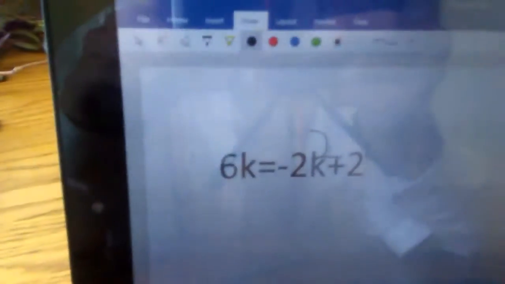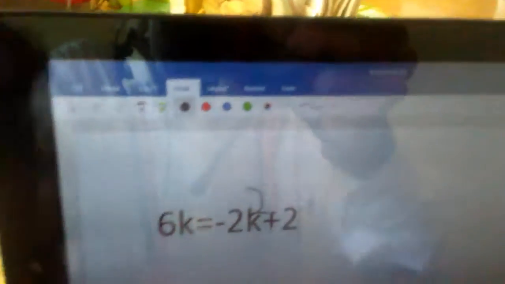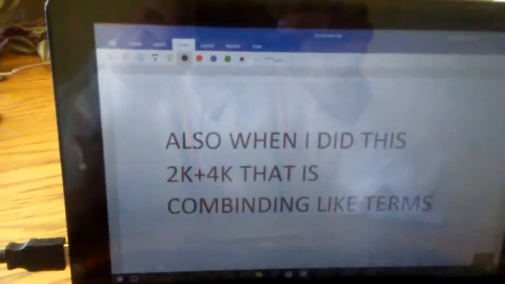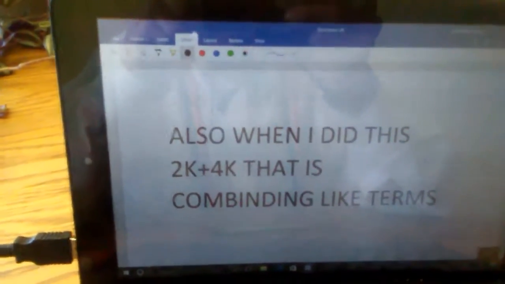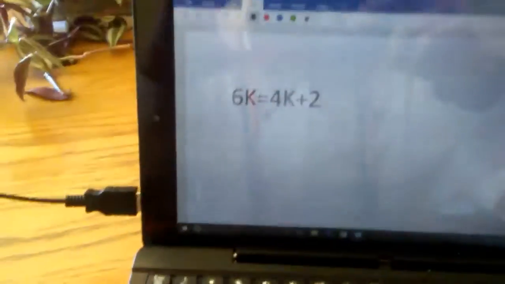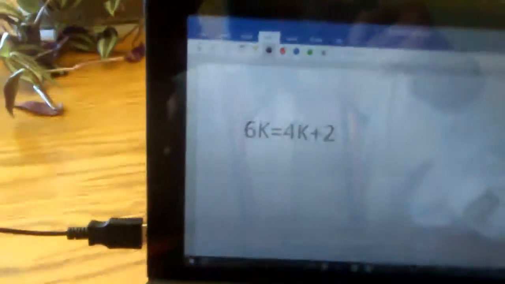We're going to solve for the exponent here, negative 2k squared, just to get that out of the way. What is 2 times 2? Also, when I did 2k plus 4k, that is combining like terms. After you do the exponents, you get 6k equals 4k plus 2.